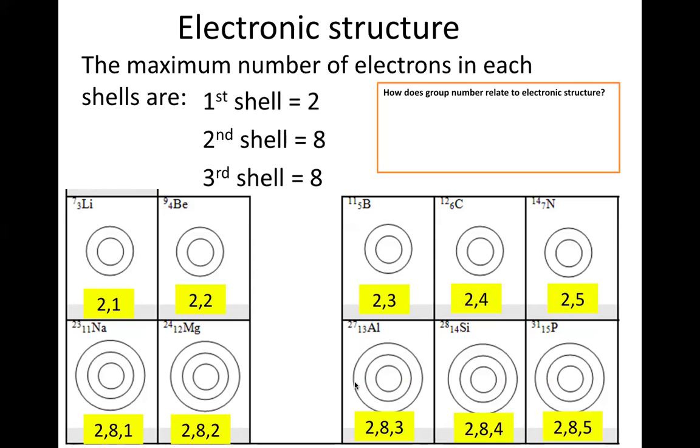And so you look at the pattern: as the atoms get bigger, you will see here we're adding the number of electrons as we're going through. Okay, so check what you've got and make sure you're comfortable with that.